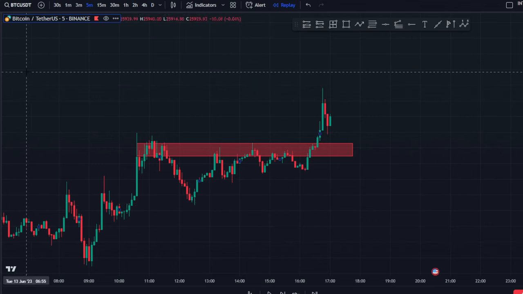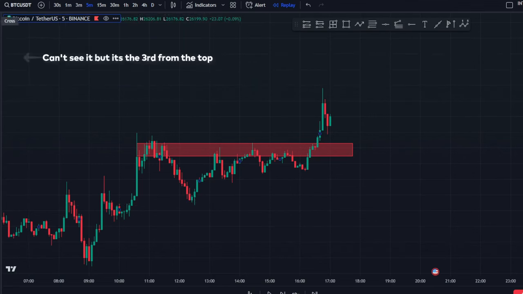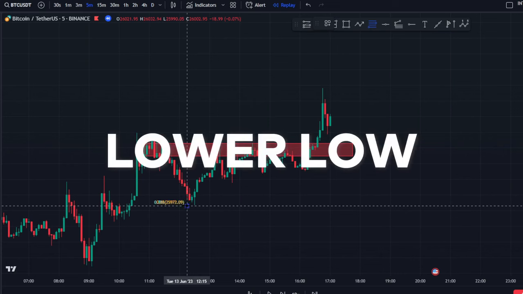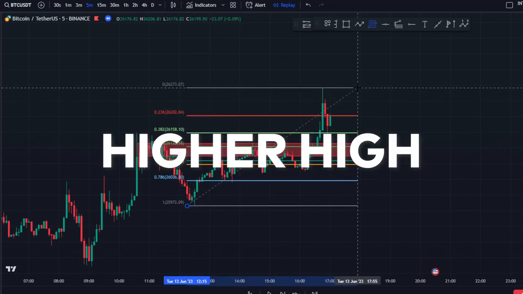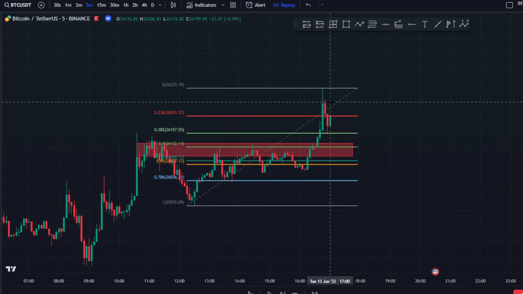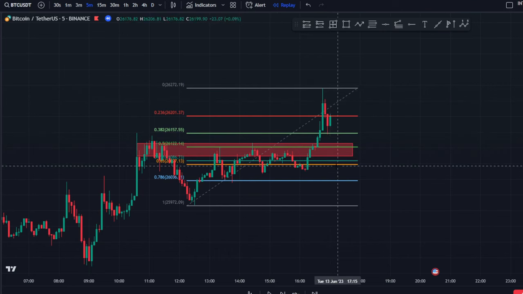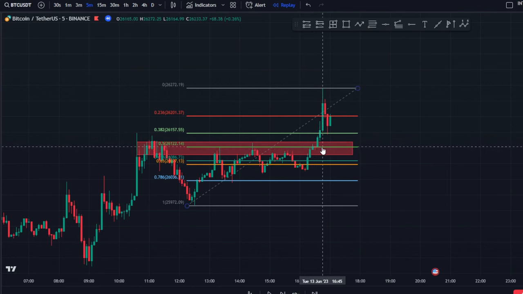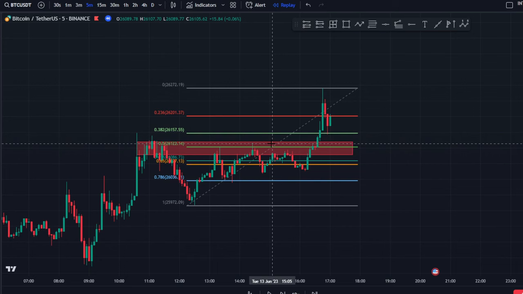Next up, you want to use the Fibonacci tool. You can go to the third one on the left of the TradingView app, click on Fibonacci retracement, and draw it from the bottom of the lower low to the higher high. The next step is to identify the level which aligns with the same area of resistance. In this case, the 0.5 level is the same zone as the area of resistance.